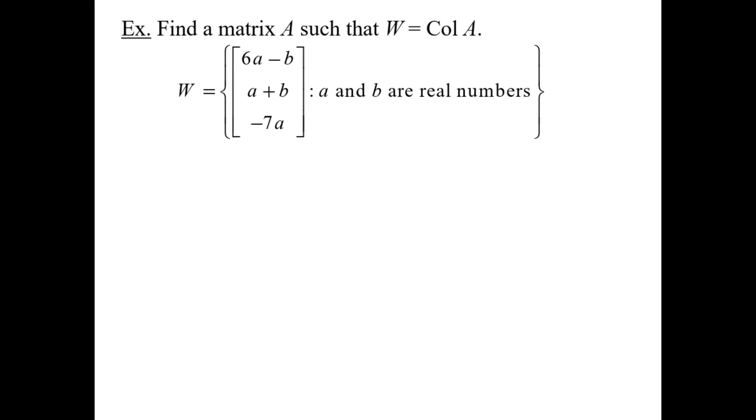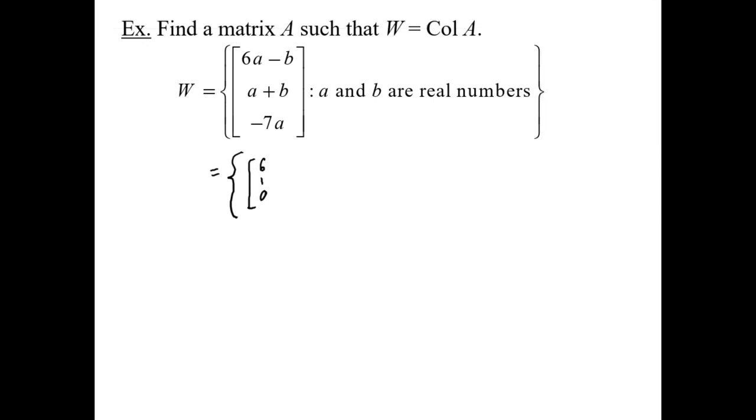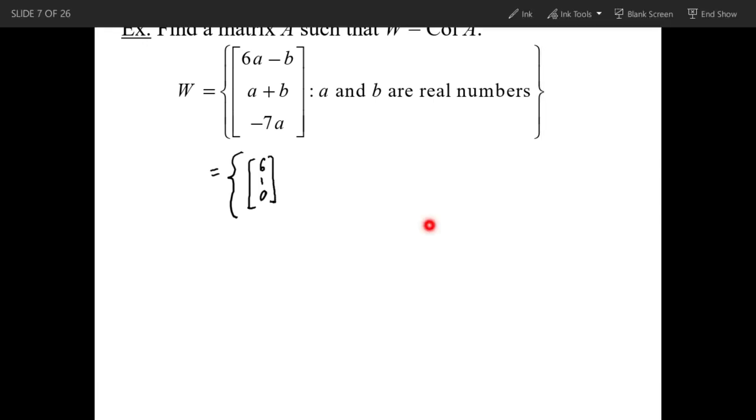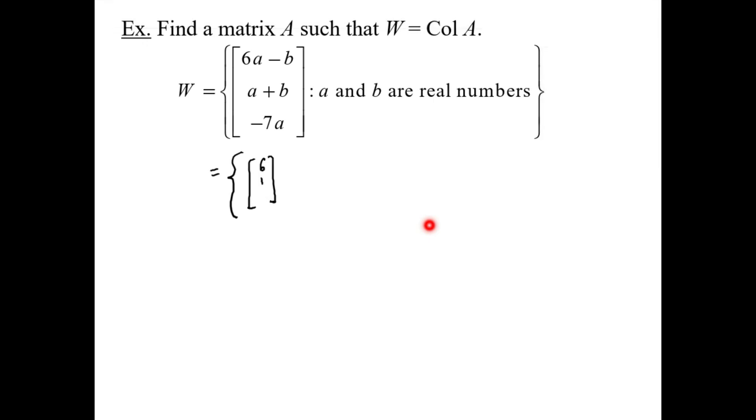Now let's notice that the entries in W here are one vector, 6, 1, negative 7, times a, I missed the 7, I'm sorry, and then negative 1, 1, 0 times b. So we're looking for all the vectors that are like that.